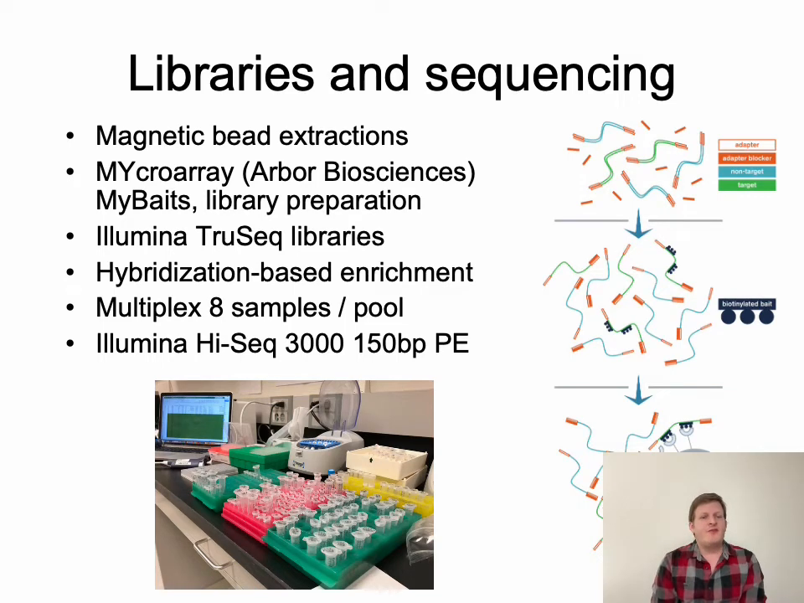And for our extractions, we used a magnetic bead protocol and sent the samples to Microarray, now called Arbor Biosciences, for library preparation. They used Illumina TruSeq libraries and hybridization-based enrichment, where we multiplexed 8 samples per pool and sequenced on Illumina HiSeq 3000 with 150 base pair paired-end reads.